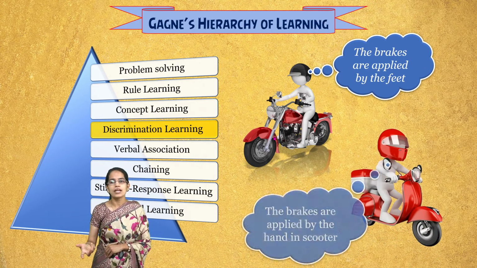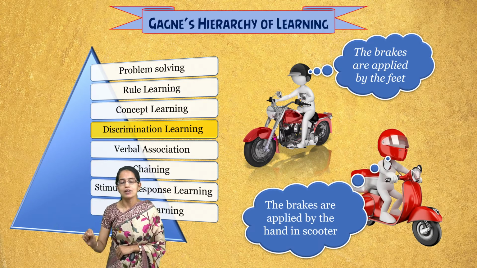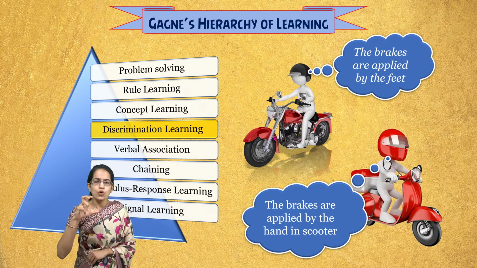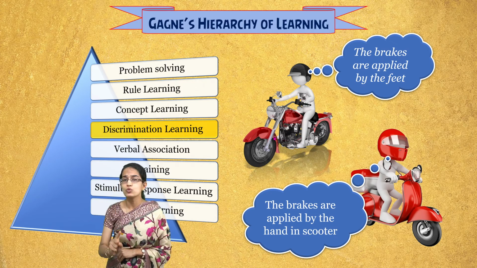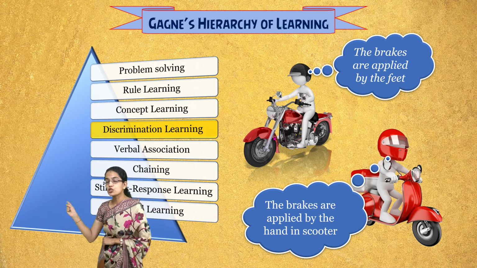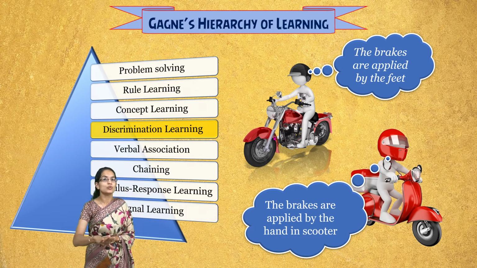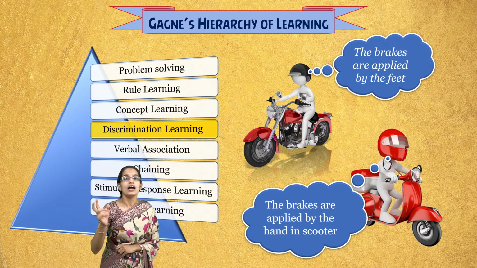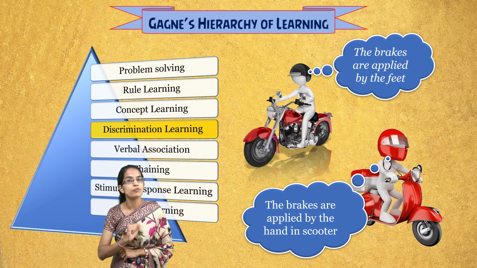When I am driving a bike, the brakes are in the leg. When I am driving an Activa, the brakes are in the hand. So what happens here is I am able to discriminate. As soon as I have a bike, I should know that the brakes are in the leg. I should have a finer movement for the leg. But as soon as I am back on the Activa, I need to know the brakes are in the hand, and I should have the finer movements for the hand.